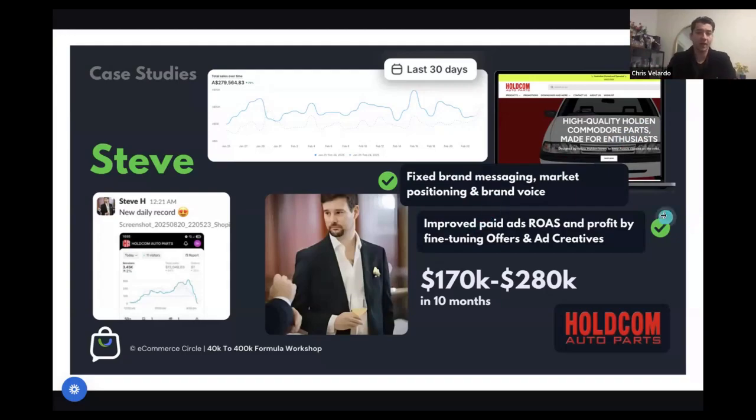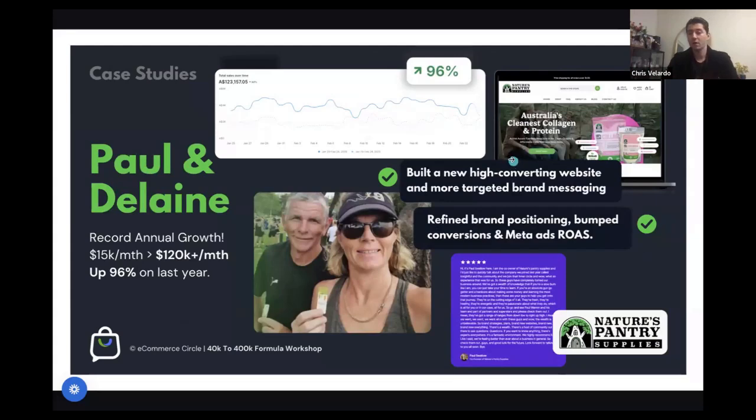But even on a smaller scale, we have people like Paul and Delane who, well, not really small anymore, but they started off, I think, doing about 6K or so a month, really doing a lot of pop-ups and markets. Some of you guys here might be doing pop-ups and markets quite a lot as well to get your products out there. Paul and Delane were doing about 6 to 8K a month selling protein and collagen powders. They knew they had a great product, but they just needed to take it online, and they didn't really know how. And that's how we got in contact.